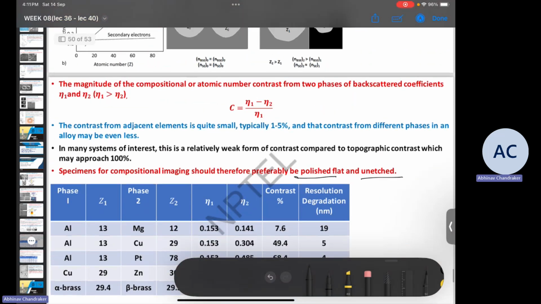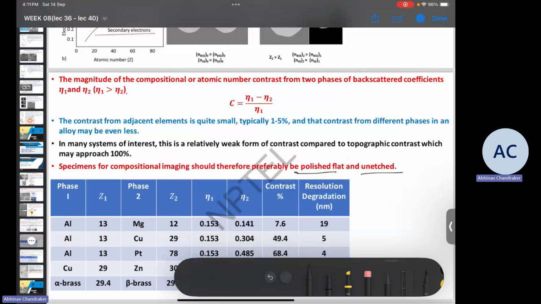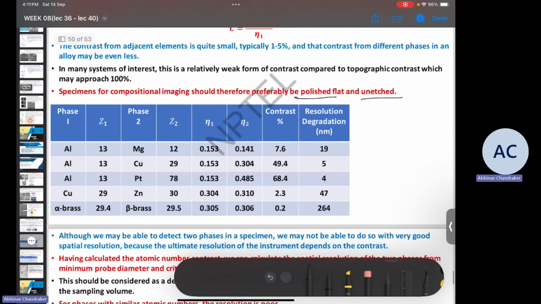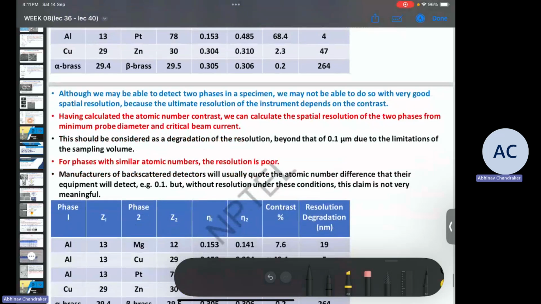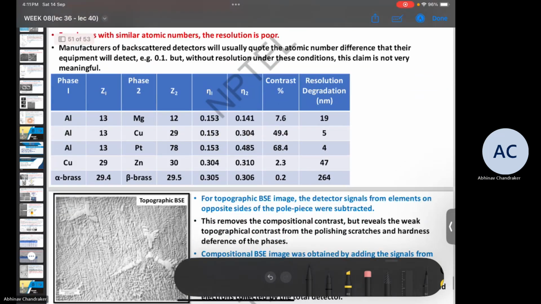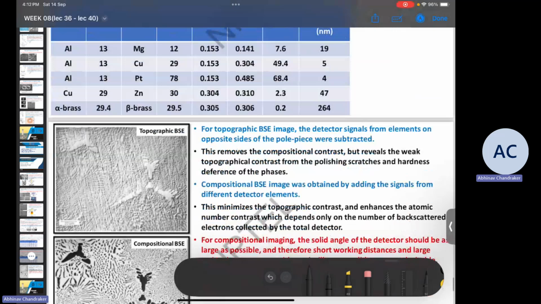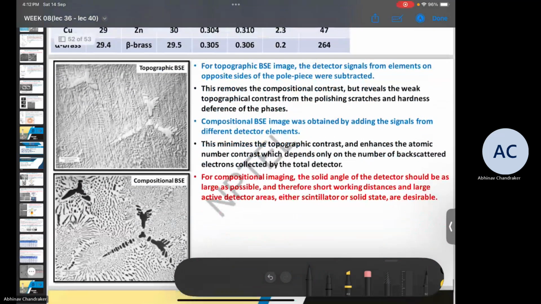Yeah. One limitation when it comes to atomic number contrast imaging using BSE is that if the elements are very close to each other, the contrast will be very low, due to which it might be difficult to resolve between two points having two different atomic numbers because the difference is too low. So the compositional imaging resolution might be low because of this reason.